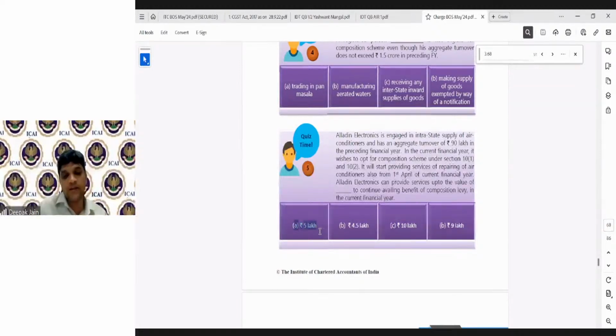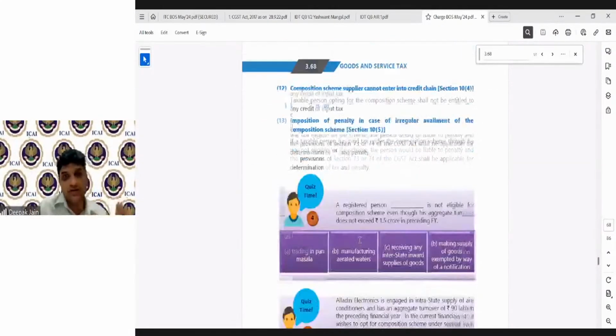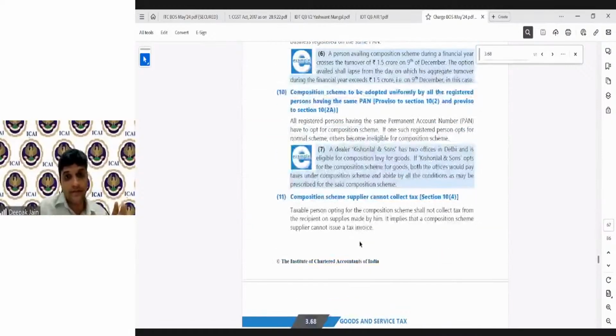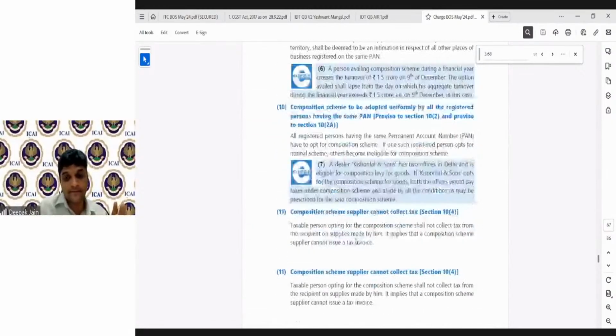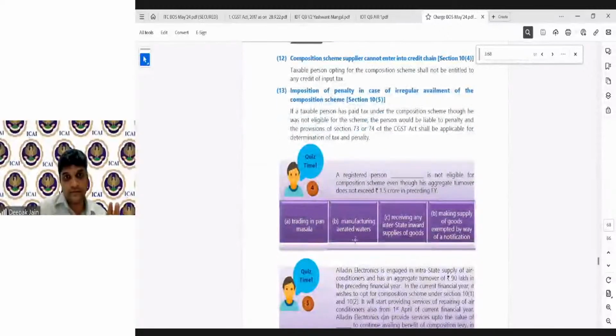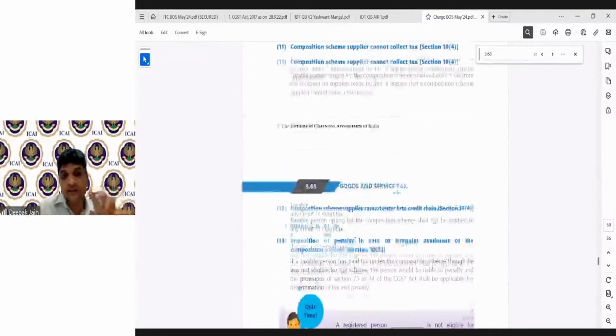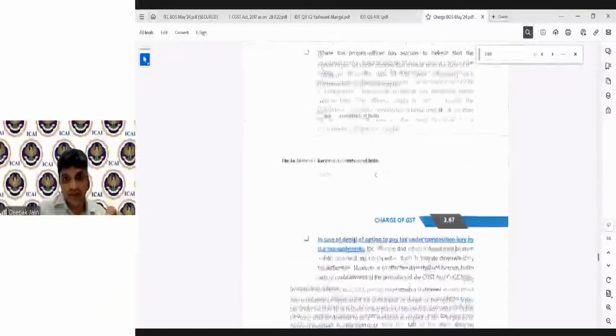In the charge supply, you see that even though they are a composition dealer, they have to do fully goods, but to the extent of marginal supply of services, which should be here. They cannot claim input tax credit, but they can do marginal supply of services. I'll just take you there.